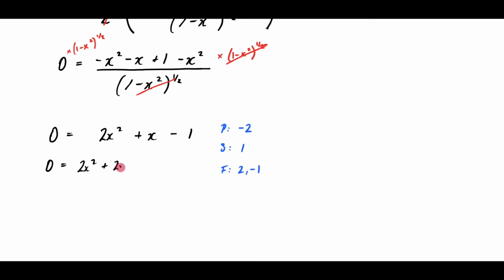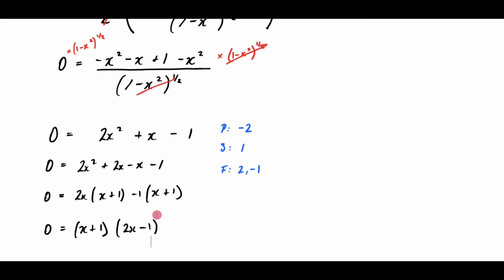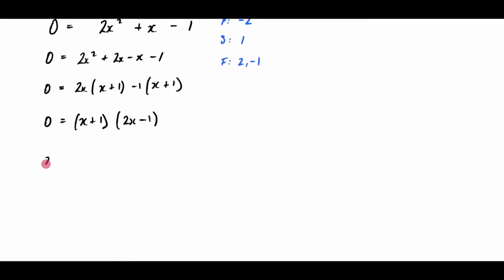We're going to go 2x minus 1. We then factorize by grouping. We take out 2x, and I'm going to be left with x plus 1. I take out my negative 1, and I'm going to be left with x plus 1. So what I'm going to be left with is x plus 1, 2x minus 1. So therefore, I'm going to end up with x is equal to negative 1 and 1/2.